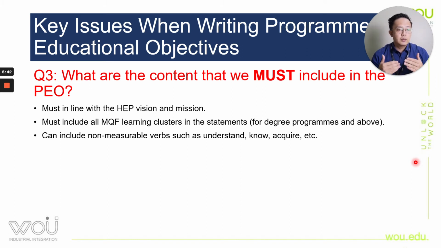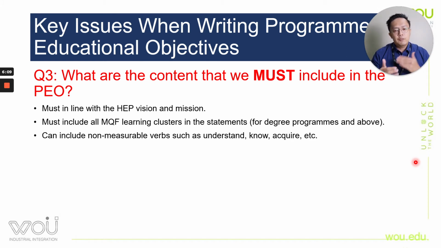So you must make sure that the graduates you are producing in 4 to 5 years' time are aligned with the intention of why your university was established. Okay, so your PO must support your university vision and mission. Then secondly, you must include all the MQF learning clusters in your statement. Okay, so later I will show you how this can be done.